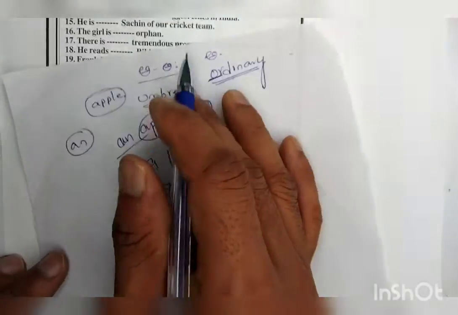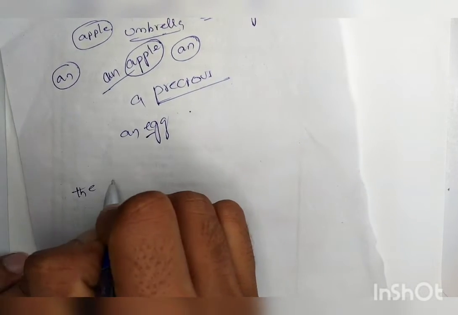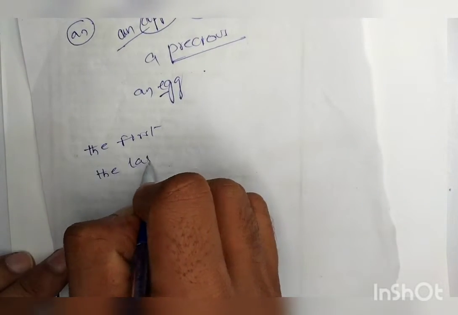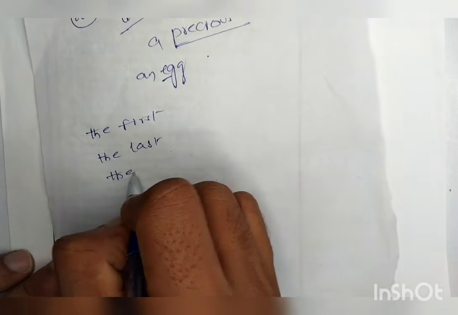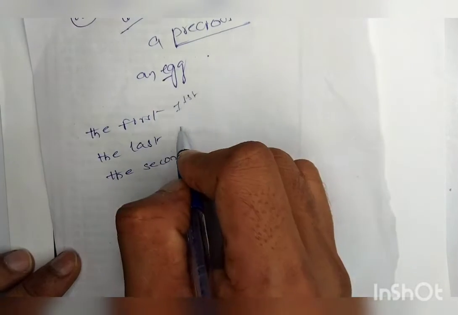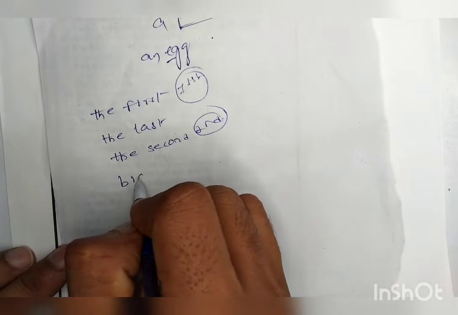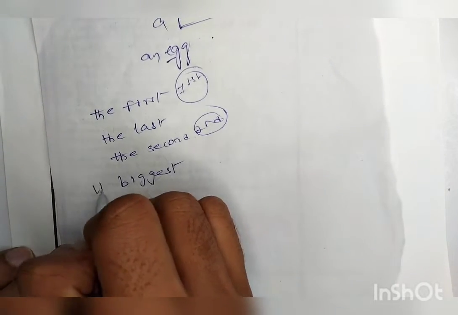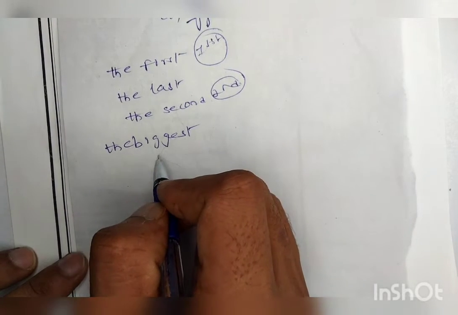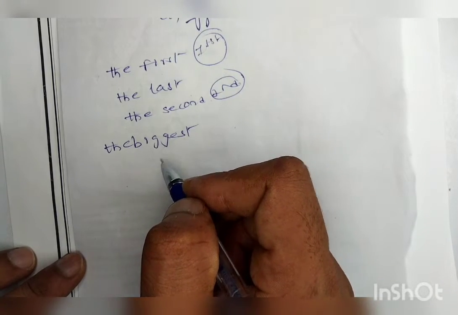So, I forgot one thing. The second, the first. We are considering the first, the last, the second. Like that, we are writing always the. The biggest, the smallest, the largest, the shortest. You can always write the.